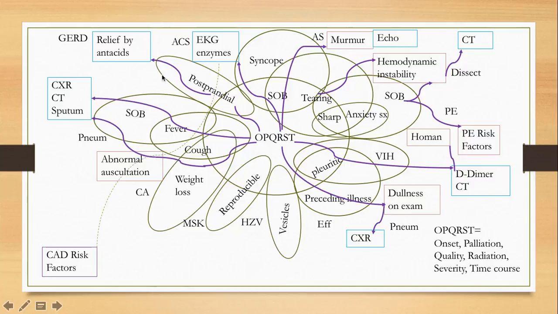If it is very postprandial, and it's relieved by antacids, then definitely think about GERD or some of the other gastrointestinal causes of chest pain. So this is just a mind map showing how you can approach it, or how you can link all the diagnoses with different symptoms and signs, and how you can mentally organize your thoughts.